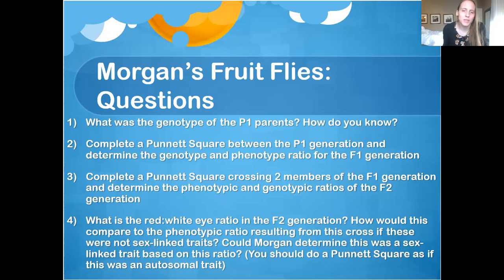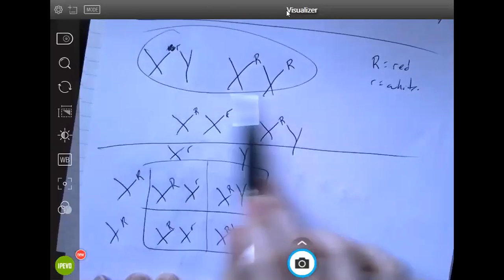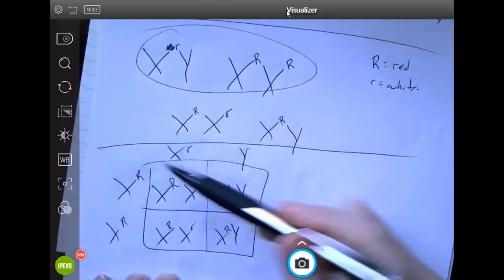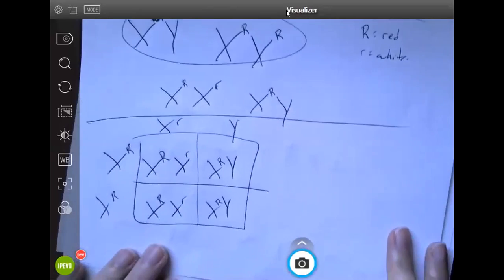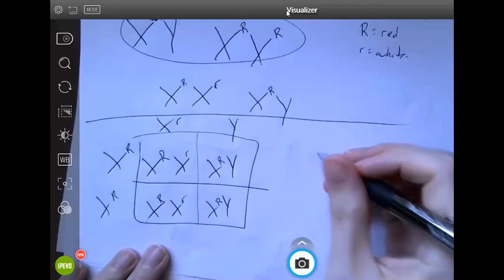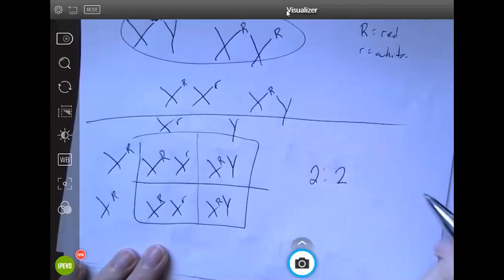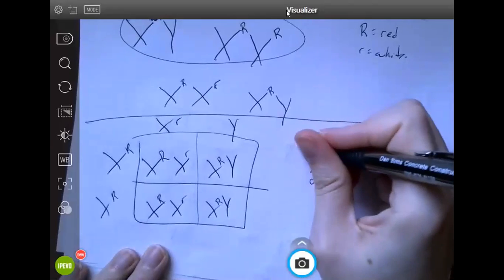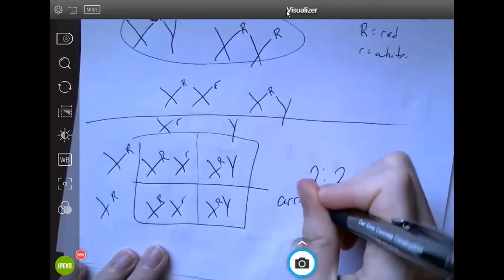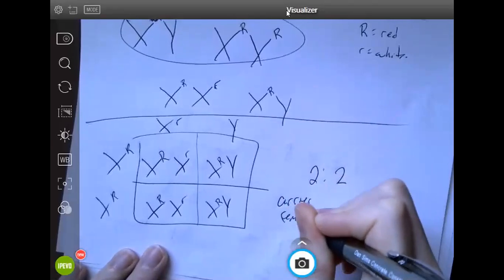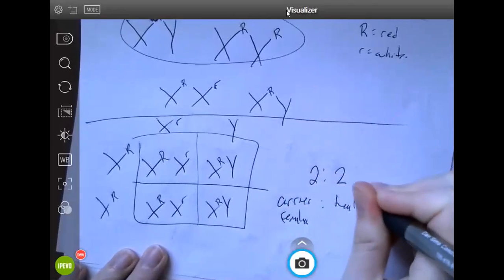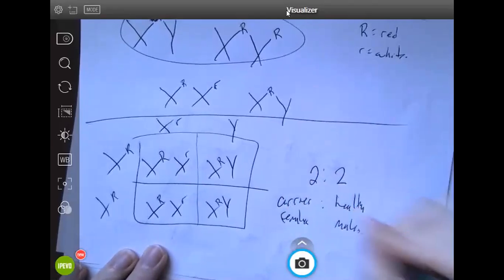So then we're going to complete a Punnett square between those two parents and see what the genotype and phenotype ratio is for their children. Okay, so here were our parents. When we do our Punnett square, we should get something that looks like this. So as you can see, it is a 2-to-2 ratio between our carrier females and our healthy males.